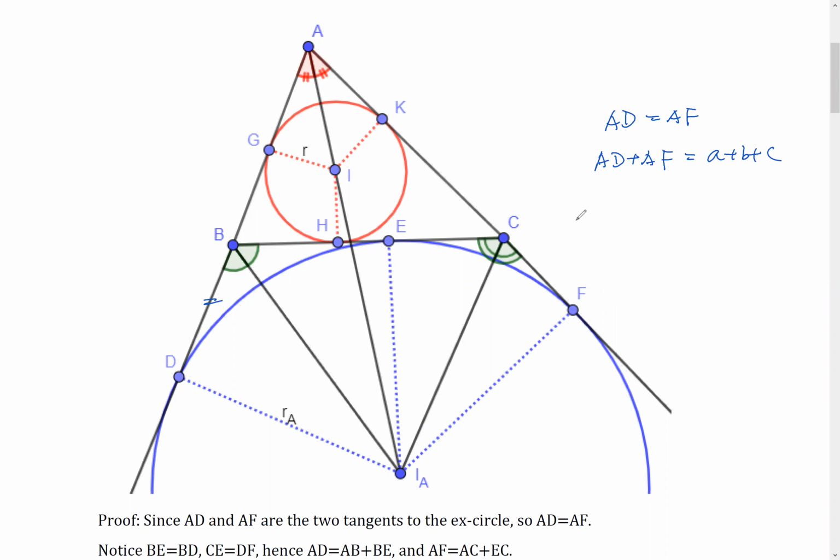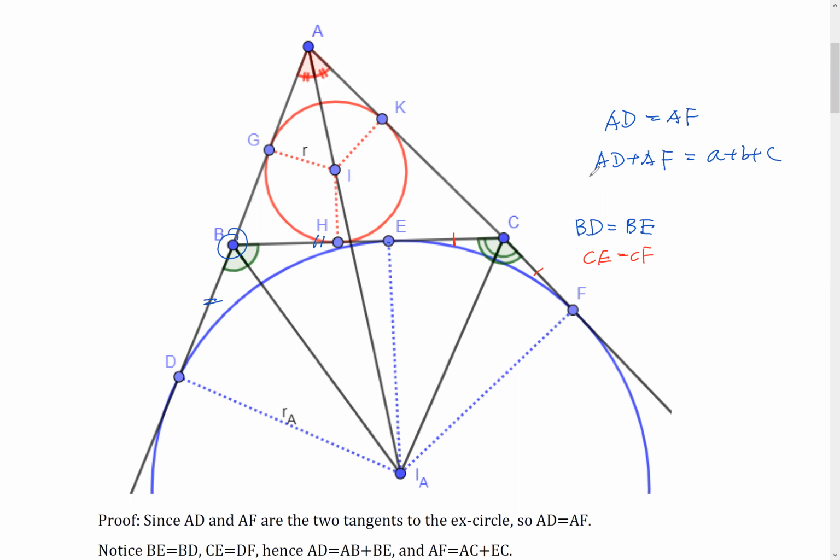This segment, BD, equals BE. Why? Because coming out of B, it has two tangents to this excircle, BD and BE, so they must be the same. And then coming out of point C, we have this CE and this one, CF, they're both tangents, right? So they must be the same.